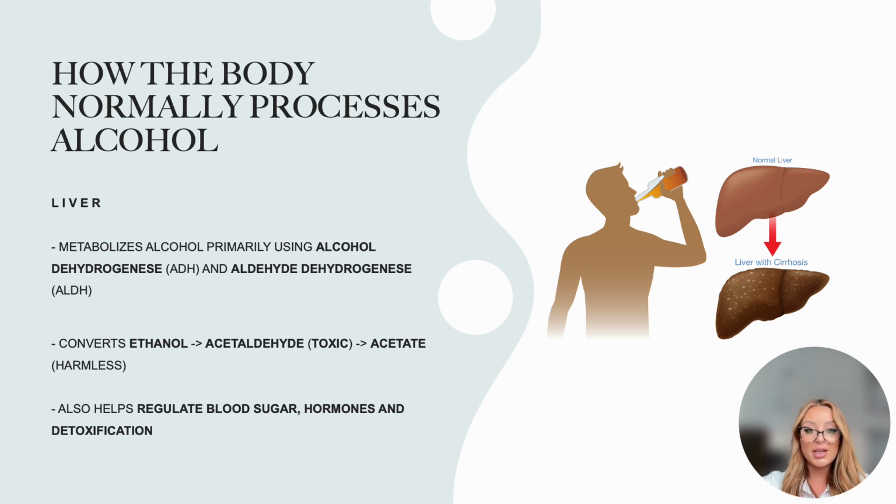Aside from breaking down alcohol, the liver also plays a role in regulating blood sugar levels, managing hormone balance, and filtering toxins from the blood. That's why liver damage from alcohol can affect so many other systems in the body.